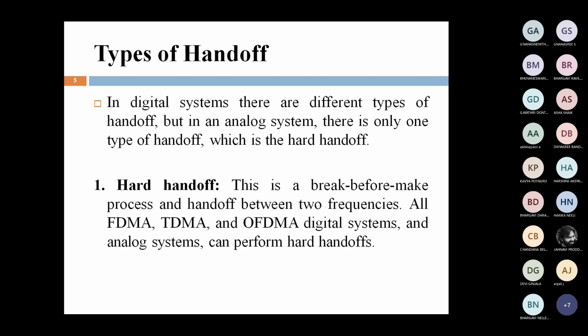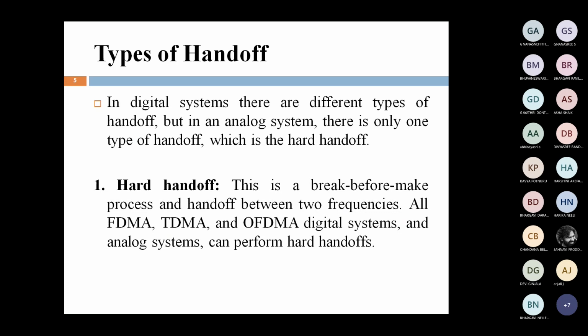Here, based upon the communication systems, digital and analog systems. In analog systems, we are using only hard handoff, but in digital systems, we are using three types: hard handoff, soft handoff, and softer handoff.